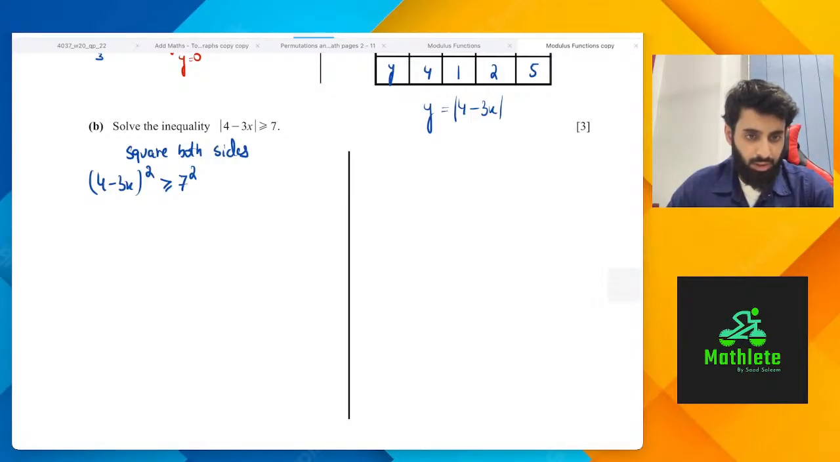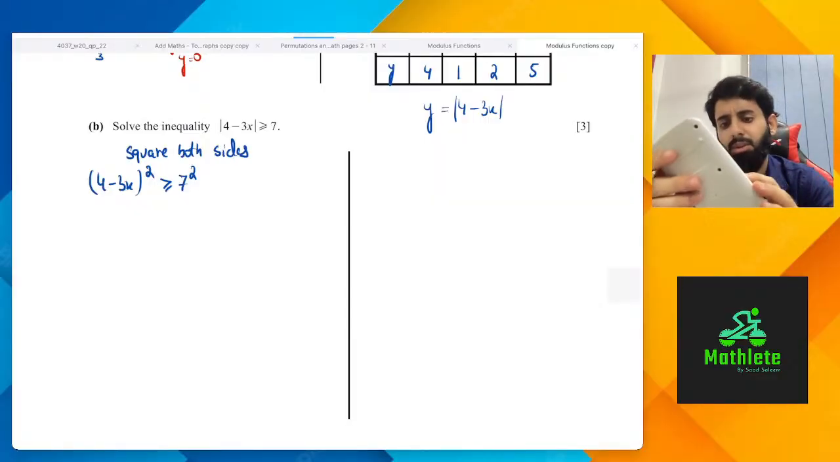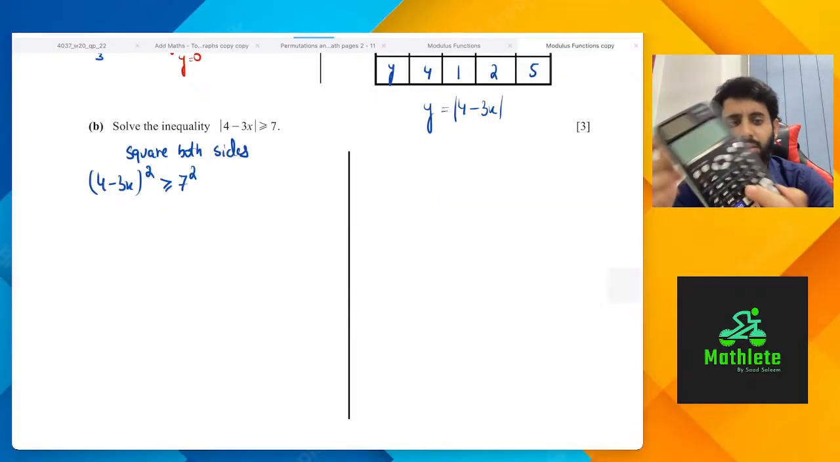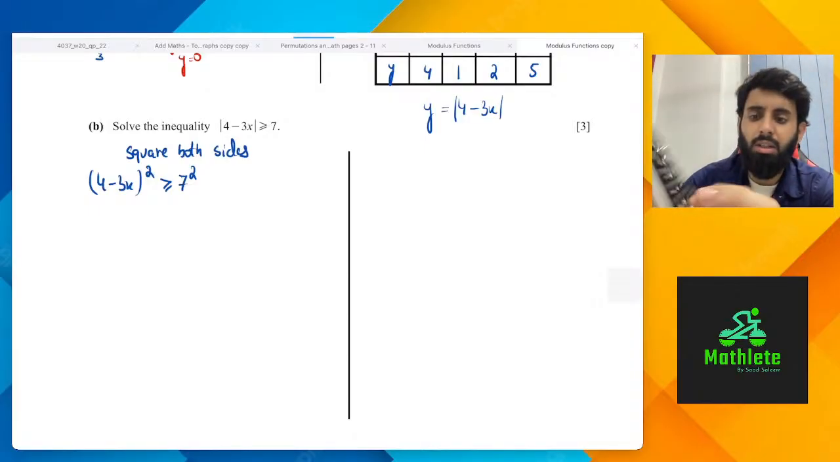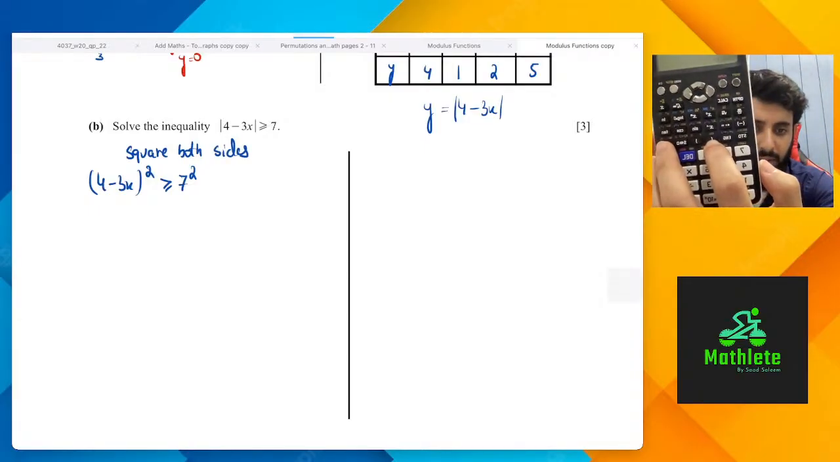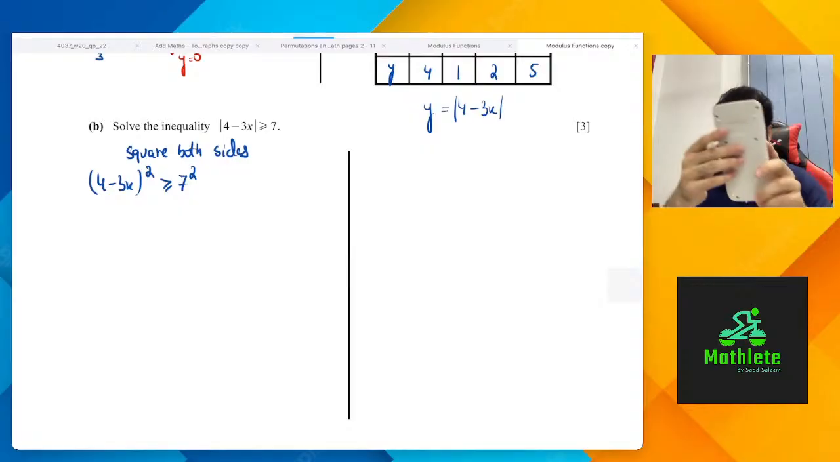Sir, why isn't it x minus 3? Rabi, I'm not sure I understand what you're trying to say. About the absolute function in the calculator, beta, it depends what calculator you have. If you have the one that I have, wherever you see the bracket open button, that's where it's going to be.